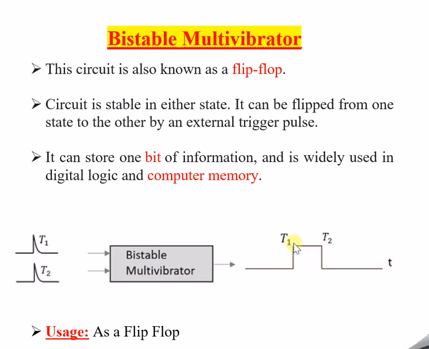So how is it decided? The circuit is stable in either state. As I told you, it can be flipped from one state to another by an external trigger pulse. It's not like it is only stable in the on state. It is stable in the on state as well as the off state.